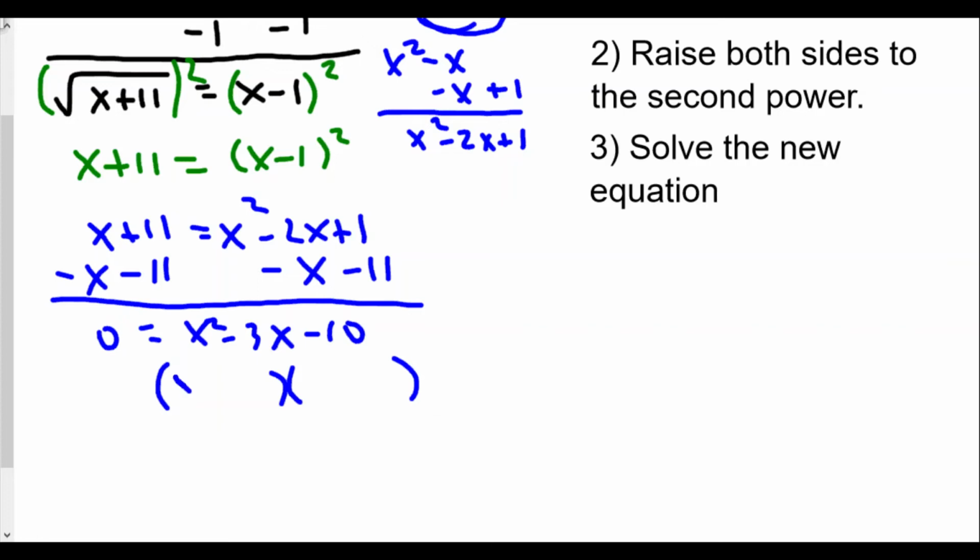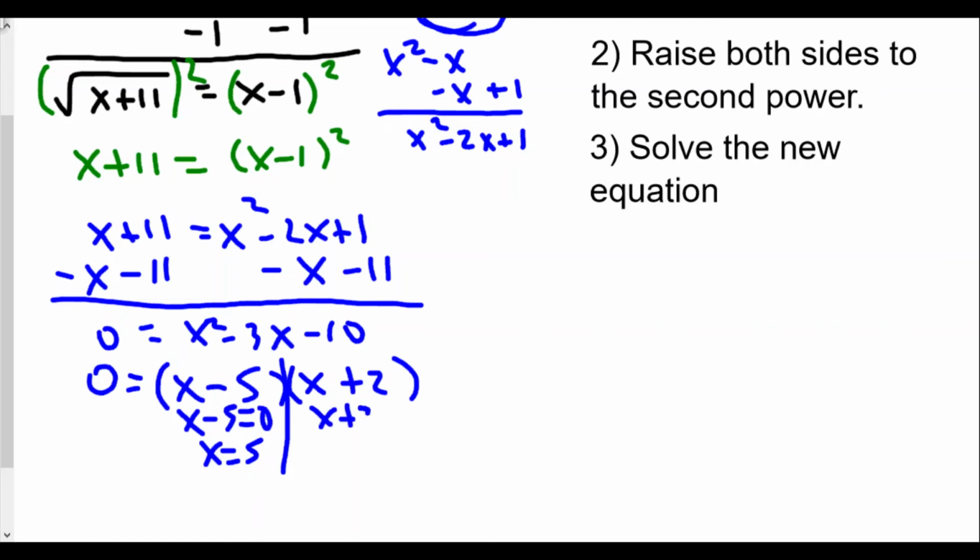Well, we know x times x is x squared. Well, I know negative 5 and positive 2 multiply to negative 10, and negative 5 plus positive 2 equals negative 3, so those numbers work out fine. We're going to solve for each one. x minus 5 equals 0, so x equals 5. x plus 2 equals 0, x equals negative 2.